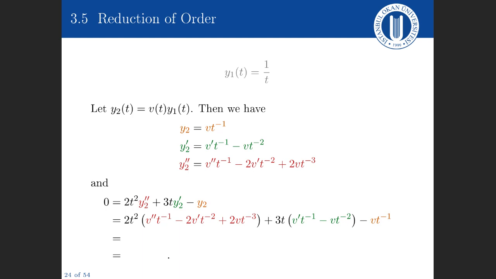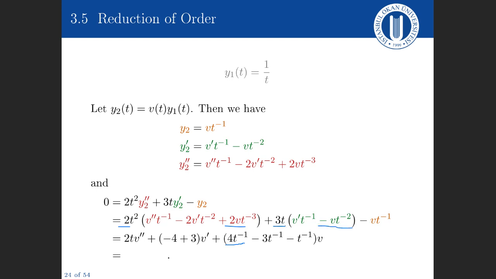We're going to gather together all of the v double prime terms, all of the v prime terms, and all of the v terms. For v double prime, it's 2t squared multiplied by t to the power minus 1, so that gives 2t. For the v prime terms, here's a v prime, here's a v prime. That's the same as minus 4 plus 3. For the v terms, we get 2t squared multiplied by 2t to the power minus 3, which is the same as 4t to the power minus 1.